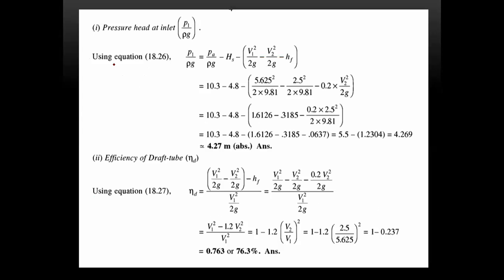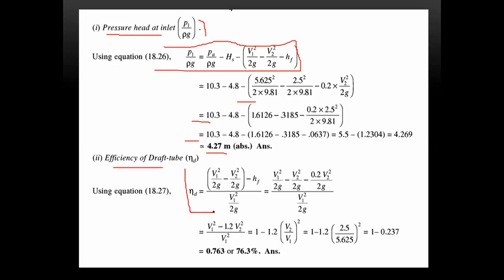Now, he asked to find the pressure head at the inlet. The pressure head at the inlet is the pressure energy P1 by rho g. So using this formula for P1 by rho g, keep on applying the values, you are getting 44.27 meters. Now, what is the second thing you have to find? Efficiency of the draft tube. Therefore, the efficiency is equal to, this is the formula.